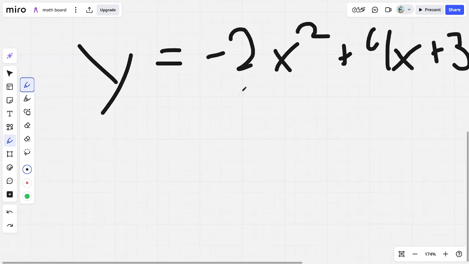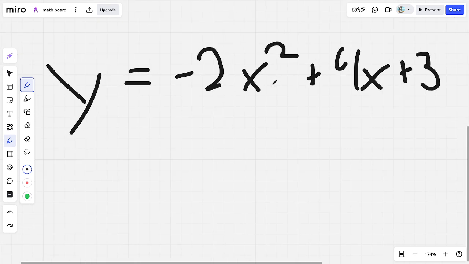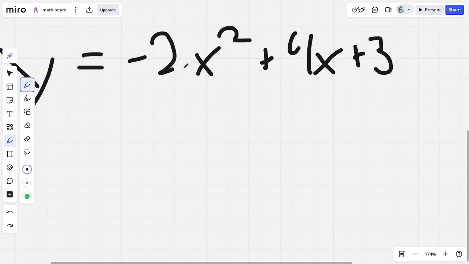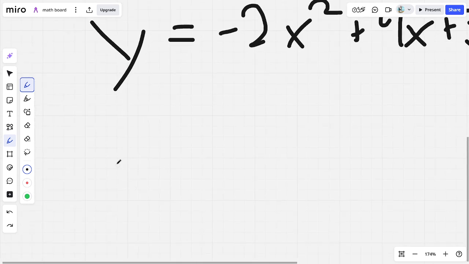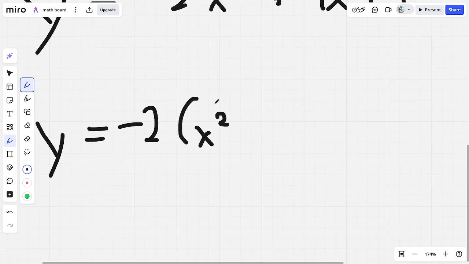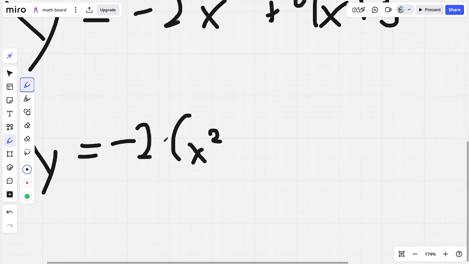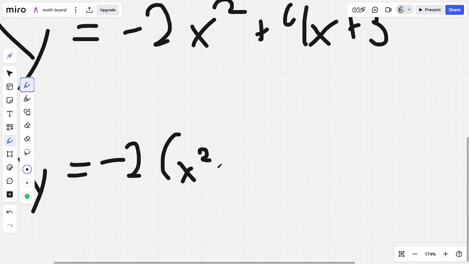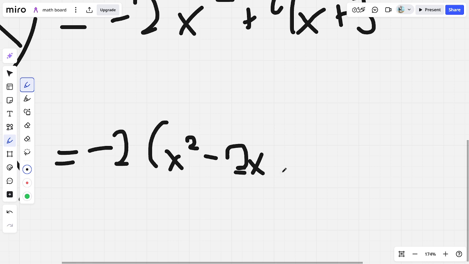First things first, we want to remove the coefficient from the quadratic term. So we want to group the quadratic term and the linear term. So it will look something like this. So we factor out -2 from this group. So -2 times x squared minus 2x, because 4x divided by -2 is -2x. And then plus 3.